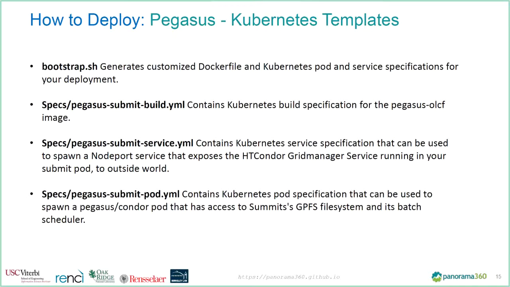The Pegasus Submit build configuration file, which creates a build configuration for your container image. A Pegasus Submit service, that's the one that contains the specification for exposing the grid manager service running within your pod. And also the Pegasus Submit pod. It's the Kubernetes pod specification that is used to create the Pegasus Condor pod with access to the GPFS file system and the POD schedulers.